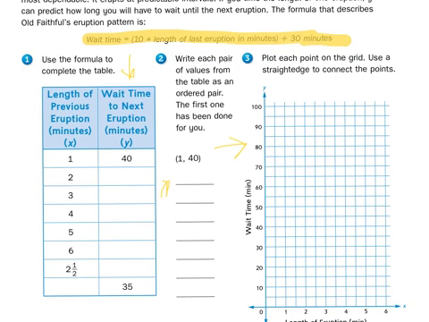The left-hand column, or minutes, of the previous eruption has been done for us, and the wait time for the next eruption in minutes is what we need to fill out. And based upon that formula that we highlighted, we have to multiply or add 10 to the last eruption. So we have 40 there. That would make this here 50, adding 10. Add 10 more and we have 60. Add 10 more and we have 70. 10 more and we have 80. Add 10 more and we have 90.